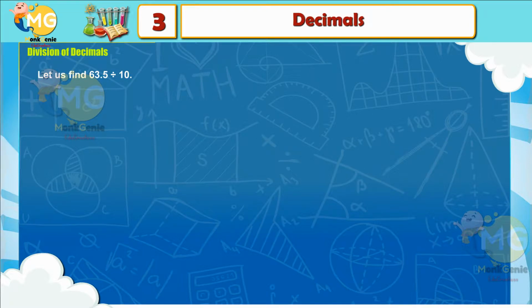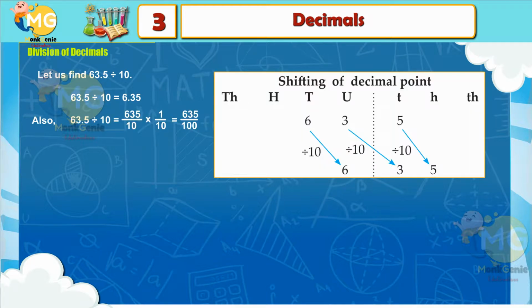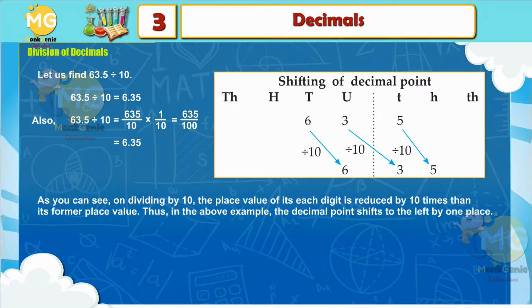Division of decimals. Let us find 63.5 divided by 10. 63.5 divided by 10 is equal to 6.35. Also, 63.5 divided by 10 is equal to 635 upon 10 multiplied by 1 upon 10 is equal to 635 upon 100 is equal to 6.35. As you can see, on dividing by 10, the place value of each digit is reduced by 10 times than its former place value. Thus, in the above example, the decimal point shifts to the left by 1 place.